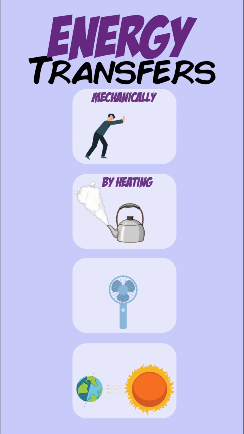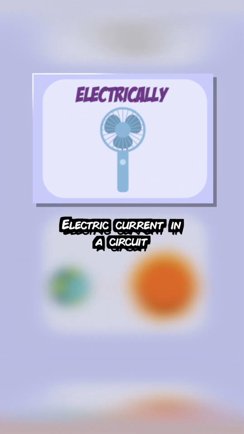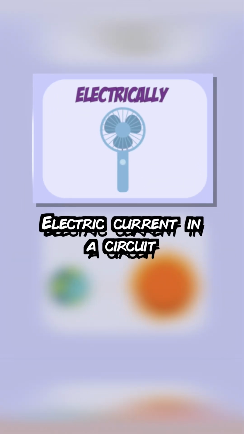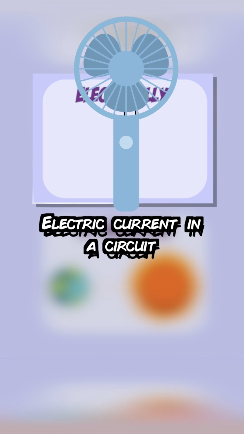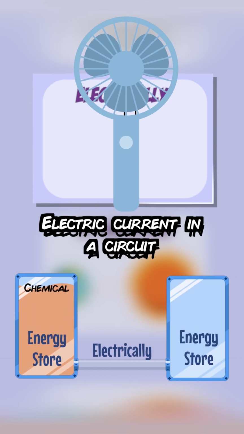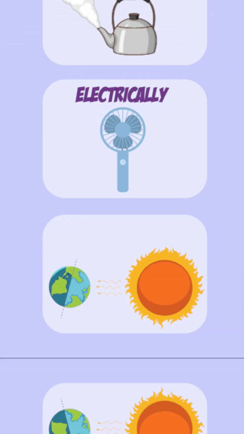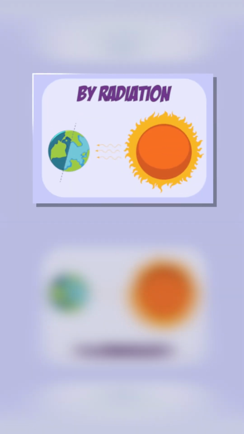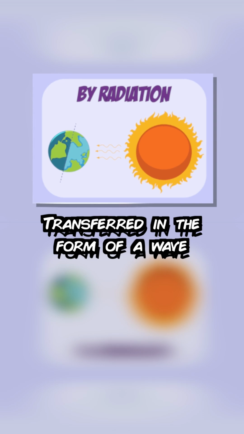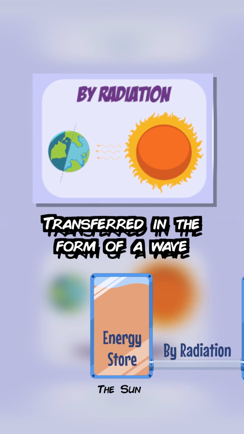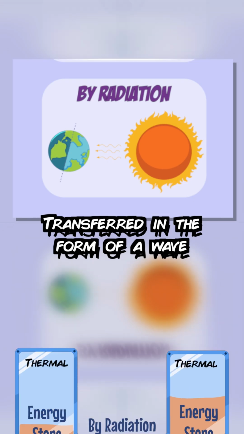The third type is by electric work, which is when current flows in a circuit and transfers energy. So like an electric fan transferring energy from its chemical energy stores in the battery to the kinetic energy stores of the fan blades. And finally, we have energy transfer by radiation, where energy is transferred in the form of a wave, just like how the sun transfers thermal energy to the earth.